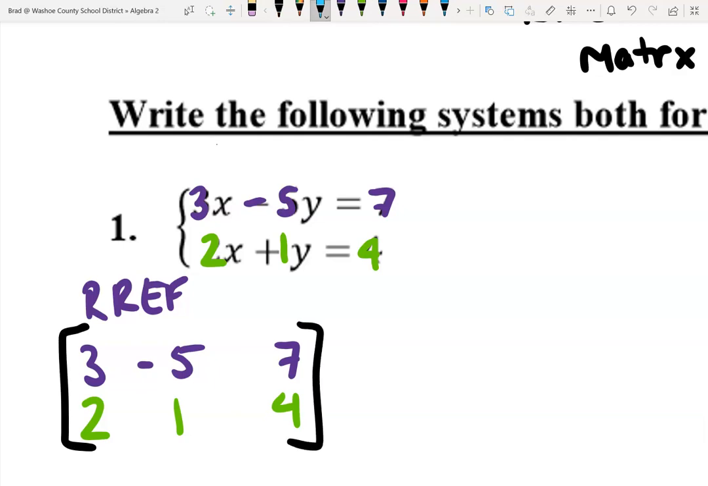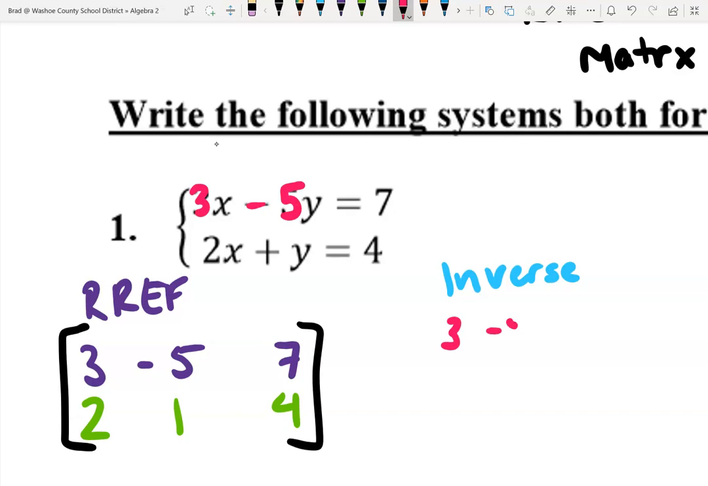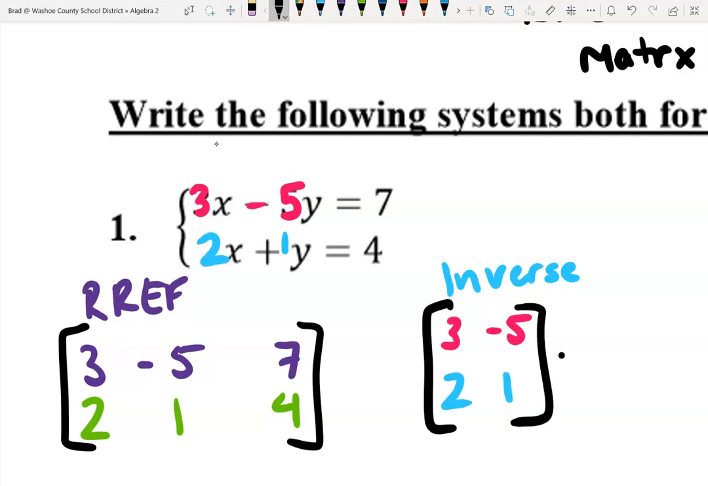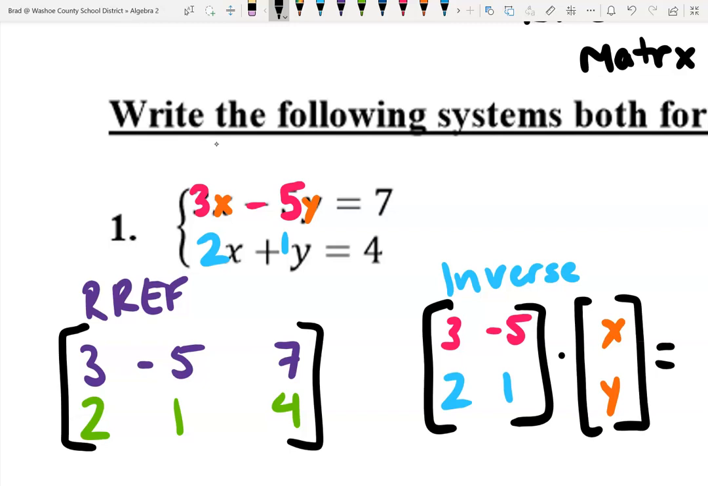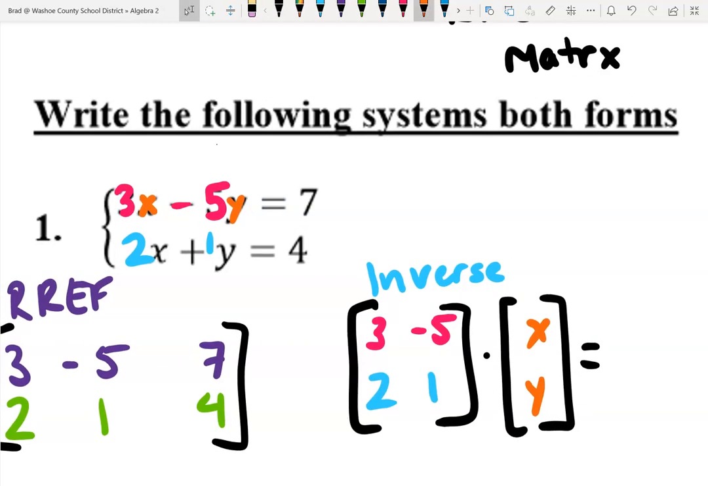The inverse one is a little bit more complicated, but I'm going to erase these so we can see the colors line up. So 3, -5, and then I have a 2 and a 1. So that is our coefficient matrix times our variable matrix. Our variables are x and y, so that's our variable matrix. And that's equal to the numbers they're going to go equal to. So that's our constant matrix. We'll call that 7 and 4.